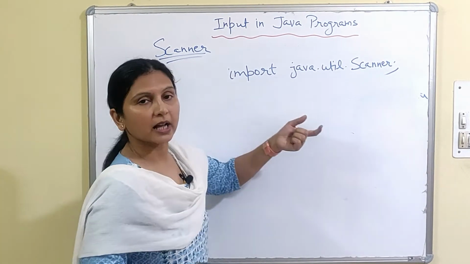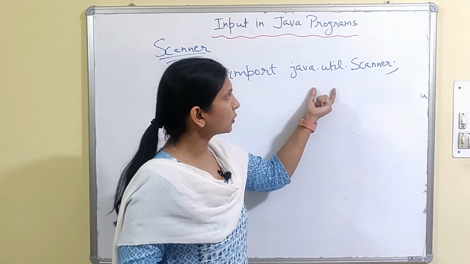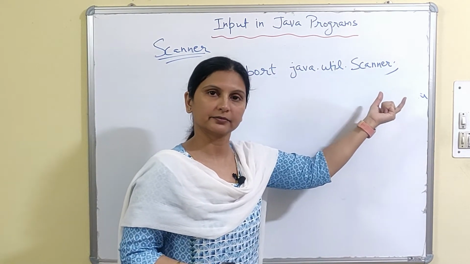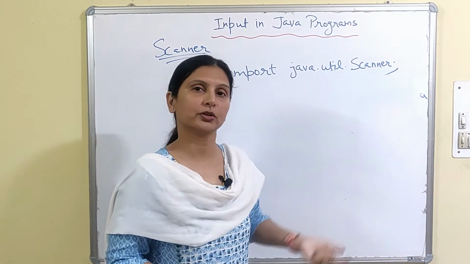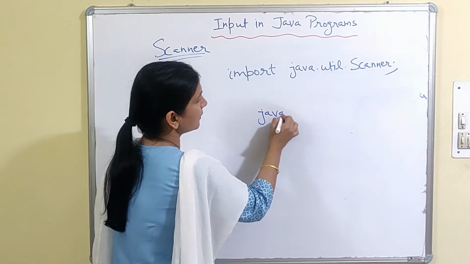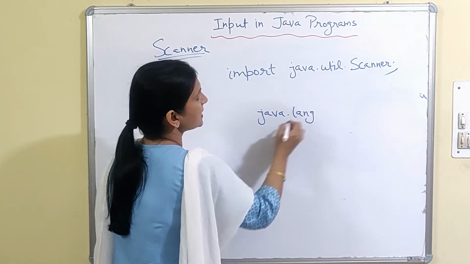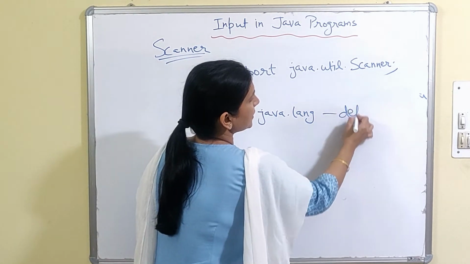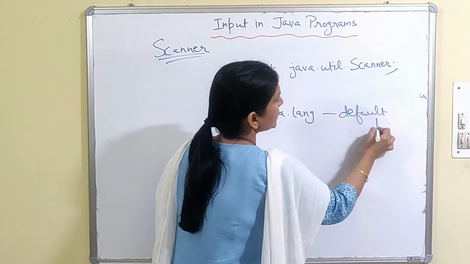Likewise, if you want to use the IO package, java.io.*. Fine. It depends upon your requirement. But java.lang is a default package. What does it mean, default package?